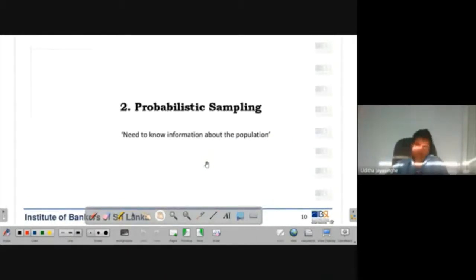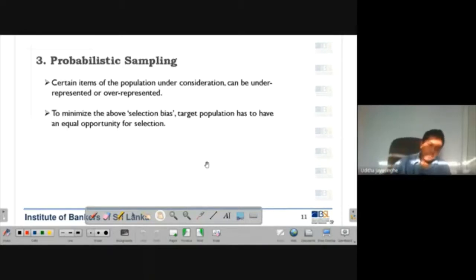Right. Now we are coming to the probabilistic sampling methods, or probability-based sampling. For these sampling methods, you need to know information about the population. You cannot practice probabilistic sampling if you don't have a perfect idea of what your population is going to be. Look at these two bullet points. Certain items of the population under consideration can be underrepresented or overrepresented. Why? Let's try to discuss a little bit here.